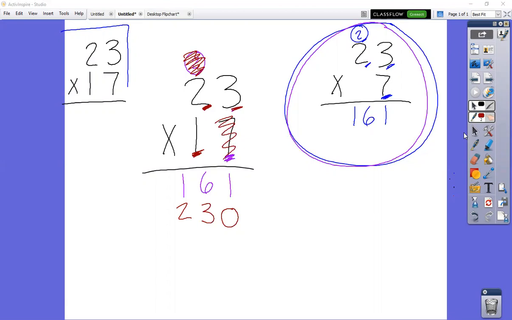And what do we do with them? Well, we are going to add them. That's the next step, is to add the numbers. So 1 plus 0 is 1. 6 plus 3 is 9. 1 plus 2 is 3. So our answer is 391.